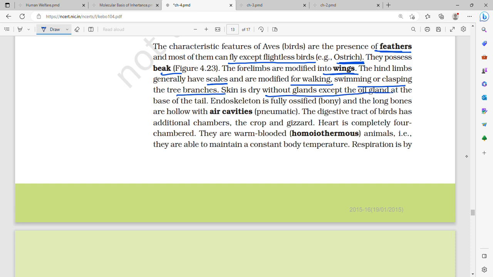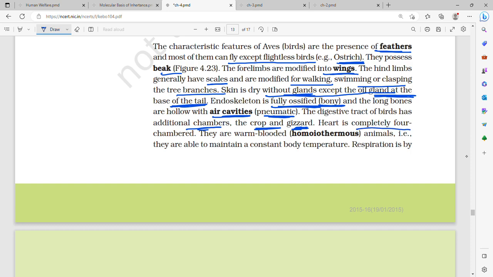The skin is dry without any glands in Aves except for the oil gland which is present at the base of the tail. Endoskeleton is fully ossified or bony. Long bones are hollow with air cavities, that is, pneumatic. The digestive tract of birds has additional chambers, crop and gizzard.